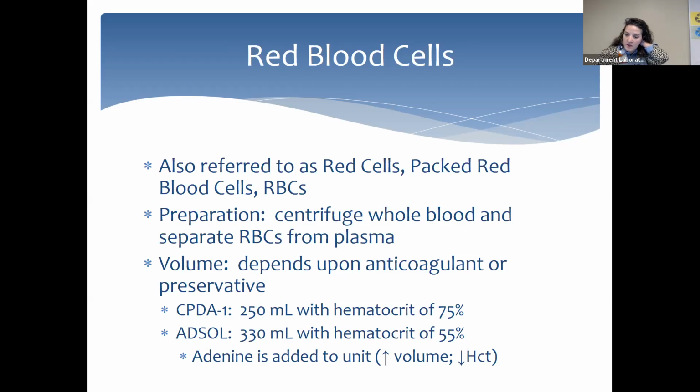So your volume depends on the anticoagulant or your preservative. You should have anywhere from 250 to 350 mils. Depending on if you just have anticoagulant, so you have more red cells and fewer additives, your hematocrit should be approximately 75%. If you add Adsol, you're further diluting those cells, so the hematocrit goes down. Usually if you add Adsol, your hematocrit goes down to 55%.